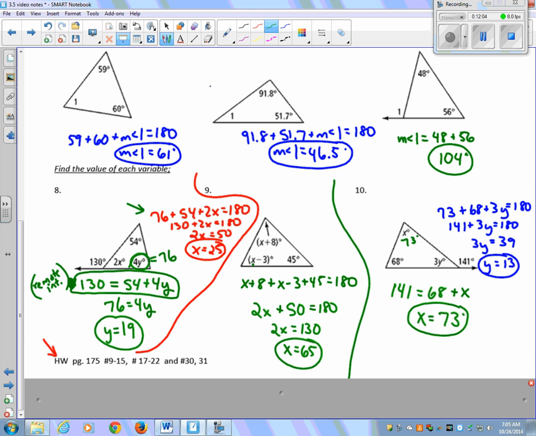And number 10, I started with the exterior angles theorem, where 141 is the exterior angle, and it equals the sum of the two remote interior angles, so 68 plus x, and I found out x was 73. Once I knew x was 73, I could plug it in to this equation. The three angles of the triangle add up to 180, and I got y is 13. Okay, thank you.